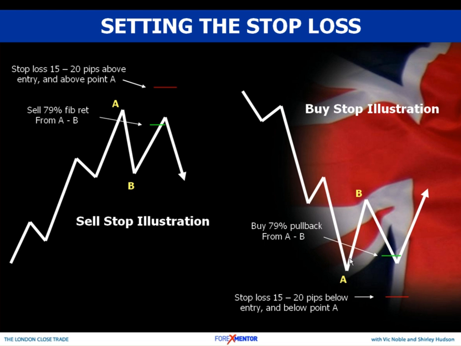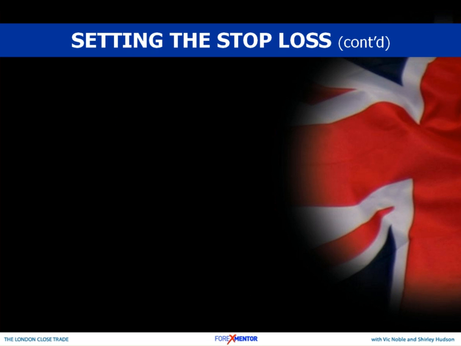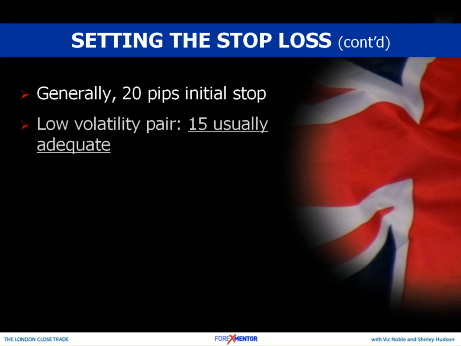ADR has been met, London close, all that kind of thing. And stop goes below point A. Again, depending on the volatility, but 15 to 20 pips is about right. Okay. So again, we generally use about 15 pips, but if it's a low volatility pair, like maybe under 100 pips, 15 pips is generally adequate.